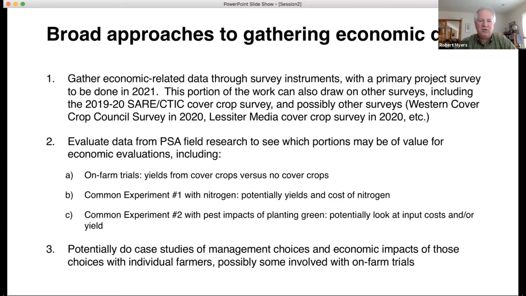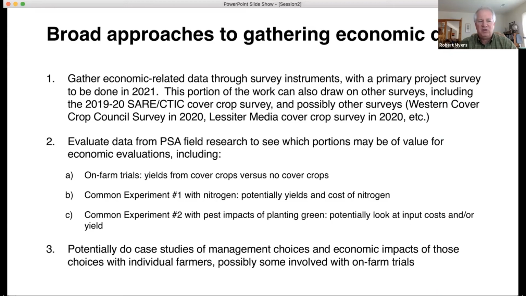Again, you heard Meredith talking about some of the survey instruments, so we'll be using not only the survey coming up this winter, but also some of the recent survey data, including the new SARE CTIC survey data, which will have a report out later in July, doing some additional analyses of the data from over 1,000 farmers. We will be making use of some of the field level data from the PSA project.